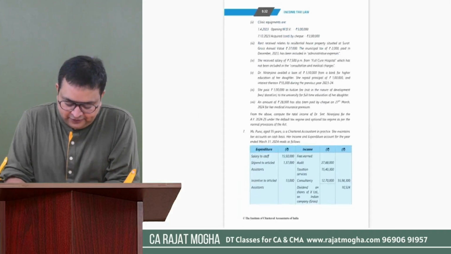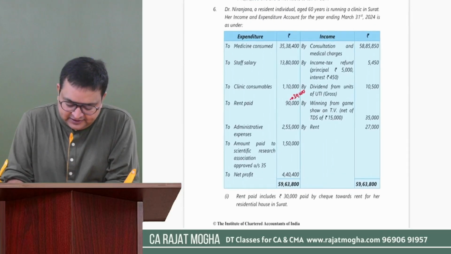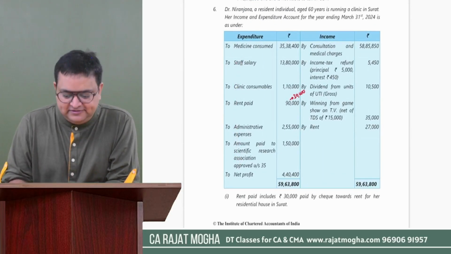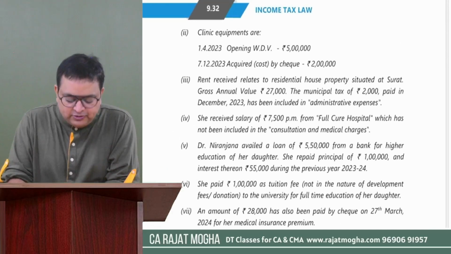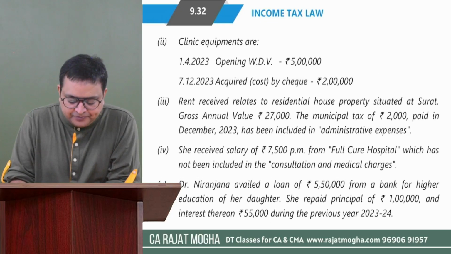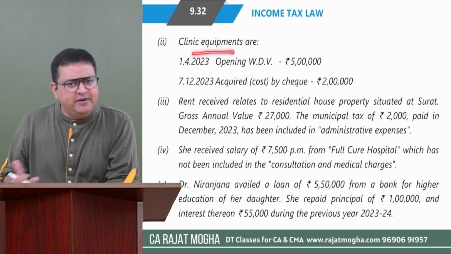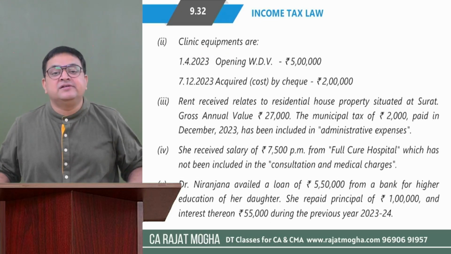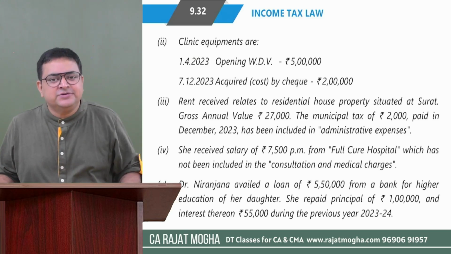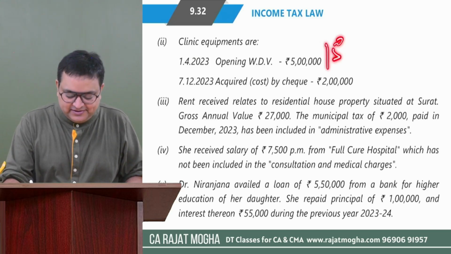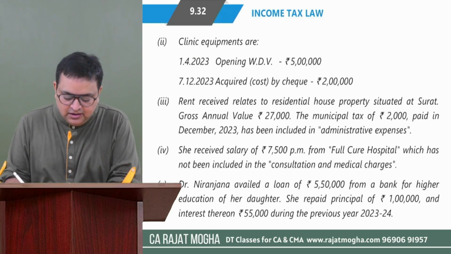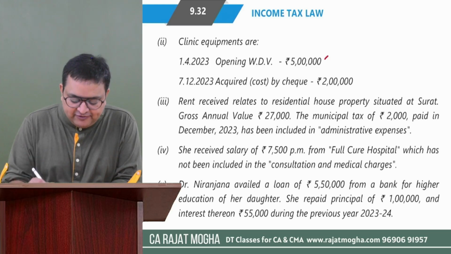So first of all, tell me, is there any depreciation in their expenditure side? The answer is no. There was no depreciation over here. So we have to compute the depreciation. And you understand that this is clinic equipment like plant machinery. And what is the general depreciation rate on plant machinery? 15%, right?